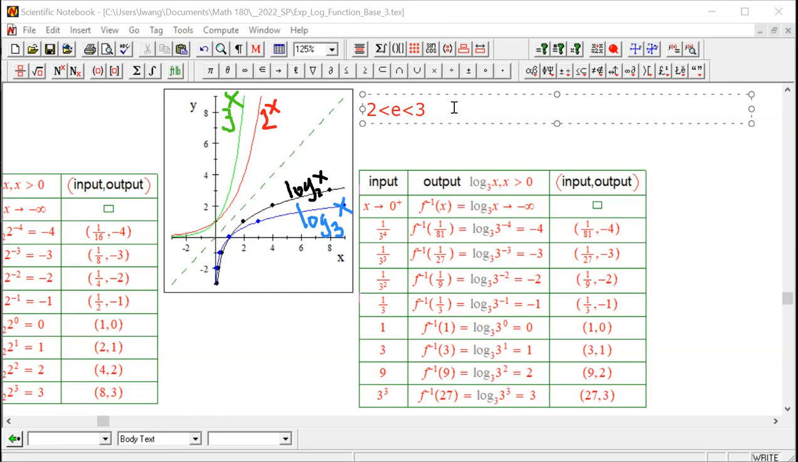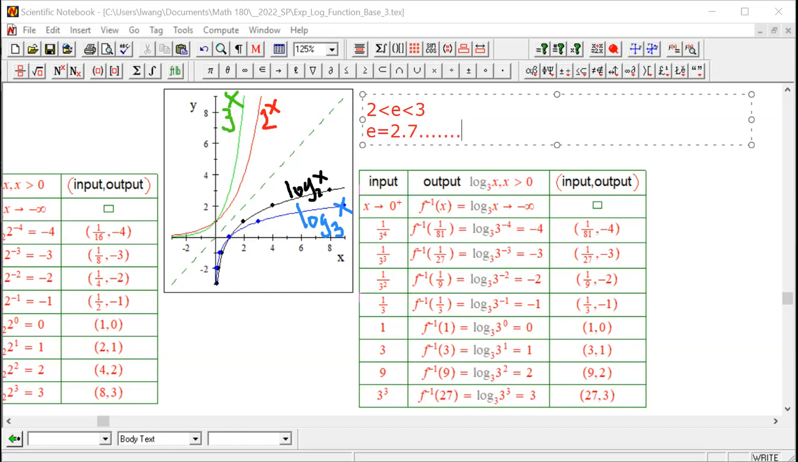Well, e is equal to 2.7 followed by many, many digits, infinitely. For that base, we have exponential functions. So where would e to the power x be? Guess it, I'm not going to give the answer yet. And what will be the inverse function for e to the power x? Log base e, which is ln x. We're going to talk about it in the next lesson.